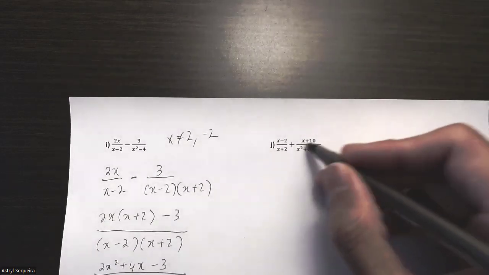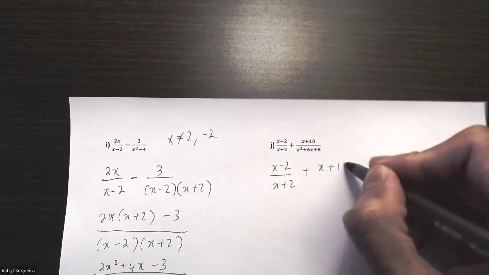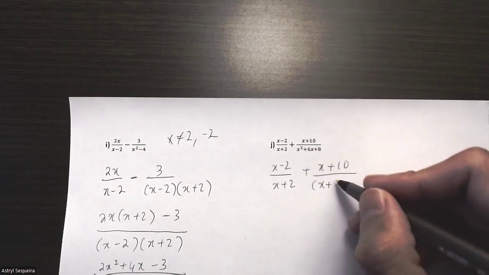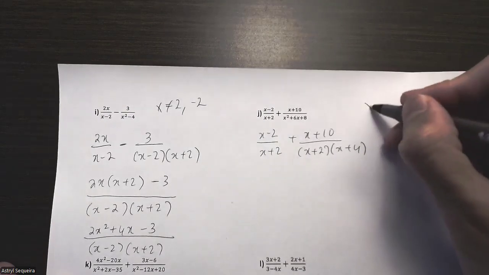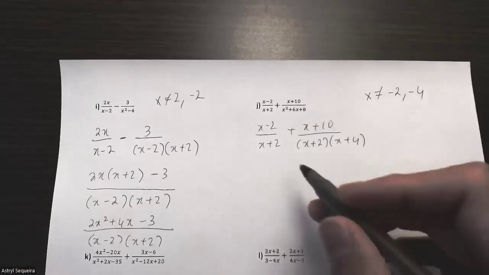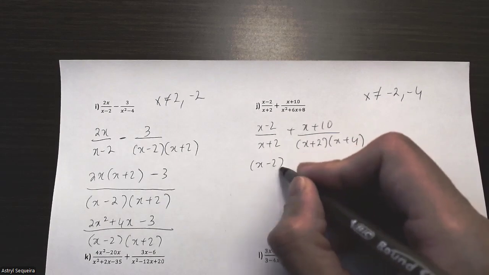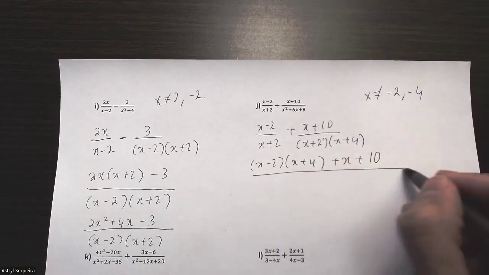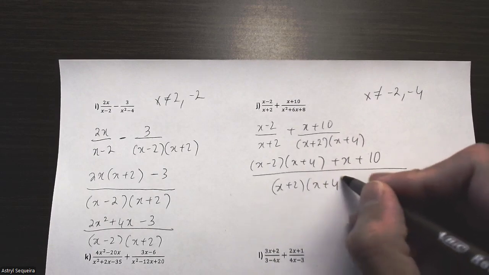Let's try the next one over here. Again, I'm going to factor the bottom over there. That's just a simple trinomial. I'll make a common denominator, but before that, state my restrictions. X cannot equal -2 or -4. Over here, I'm multiplying the top and bottom by x plus 4 to make a common denominator. So I have x minus 2, x plus 4, plus x plus 10, and then I have a common denominator of x plus 2, x plus 4.